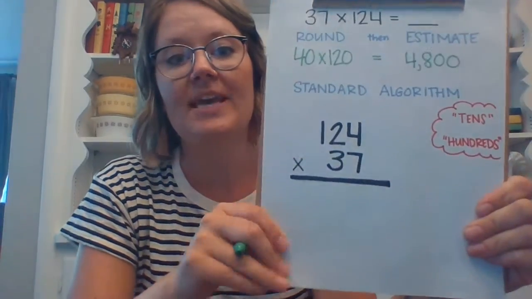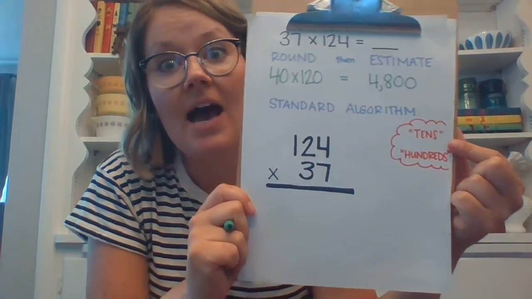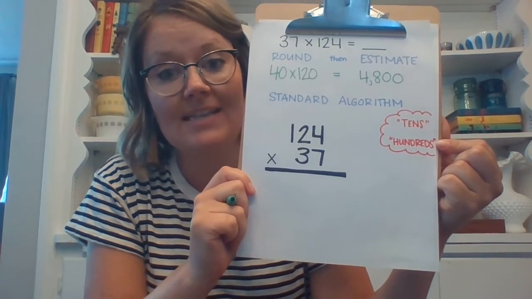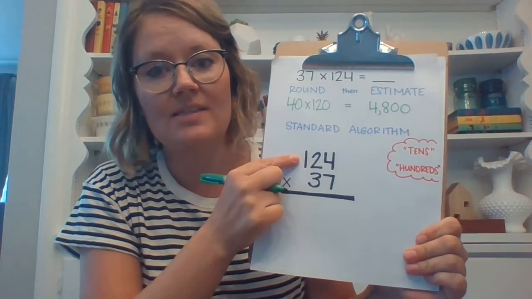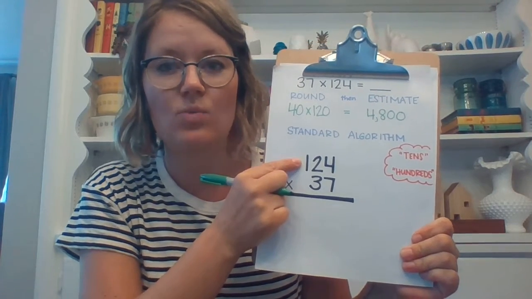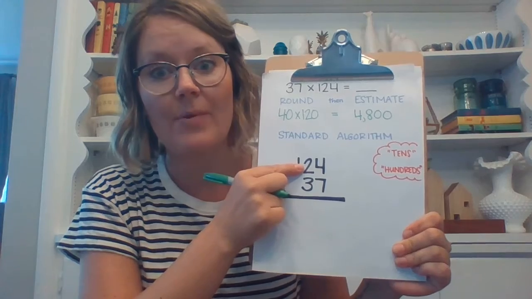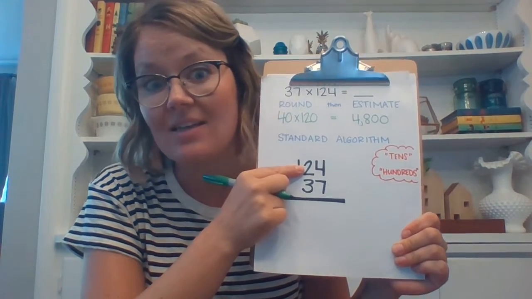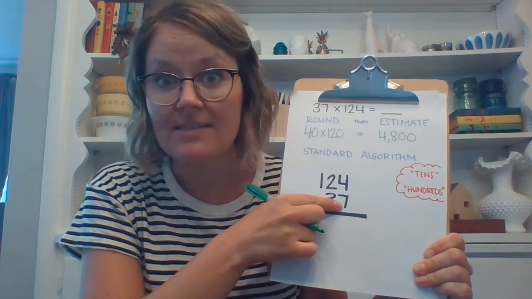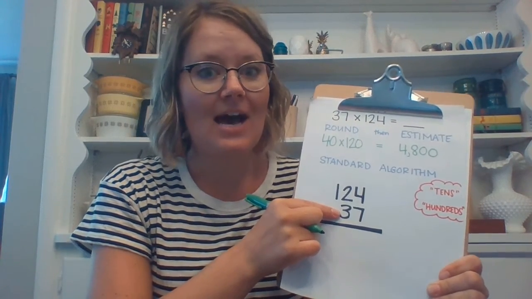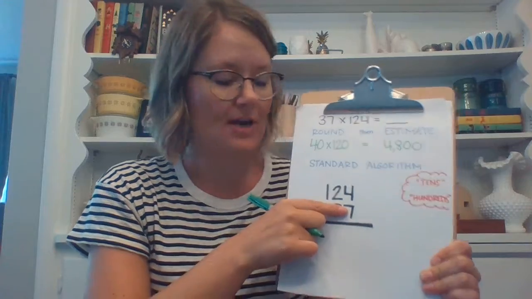Okay, so now I'm going to review the steps for the standard algorithm for multiplication. Off to the side here, you'll see I wrote down tens and hundreds because I want to be thinking about tens and hundreds. So instead of calling this 100, I want to think about it as 1 hundred. Or this as 20, I want to think about it as 2 tens. Okay, 7 ones, 3 tens. Okay, and that's going to help me with my multiplication here.